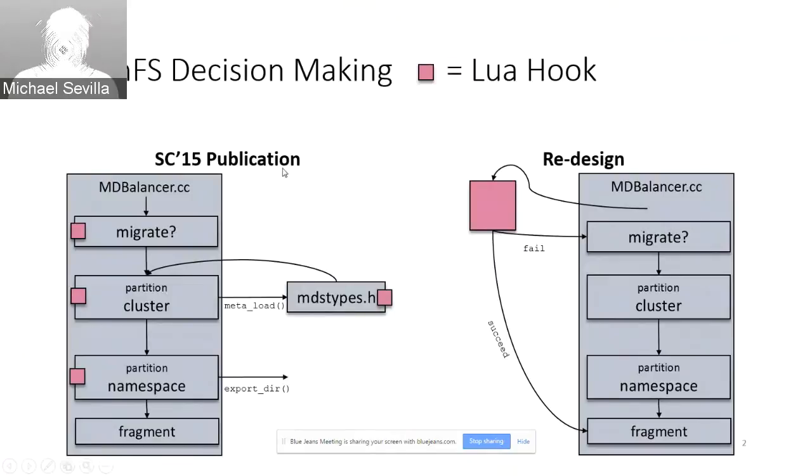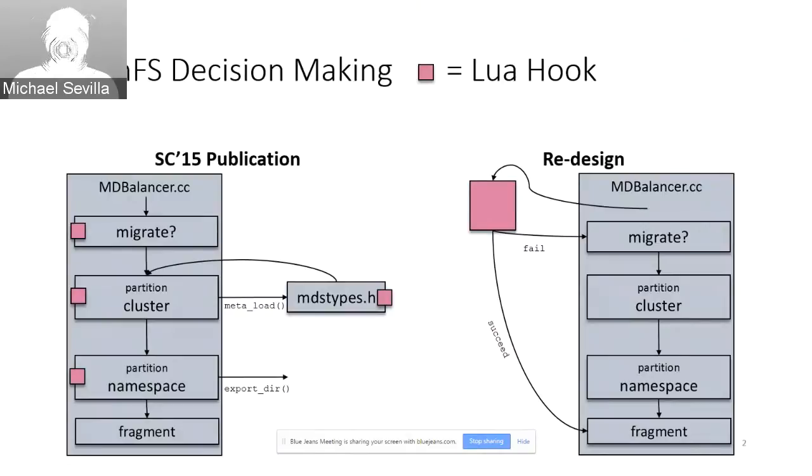So for the redesign, from Sage's suggestion, I essentially ripped out the old approach and kicked off Lua much higher up in the control flow. It'll skip all the original balancer unless it's turned off, or if it fails for whatever reason. So this was a much cleaner implementation.